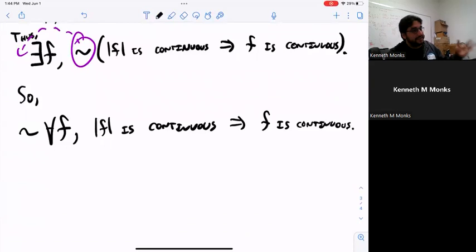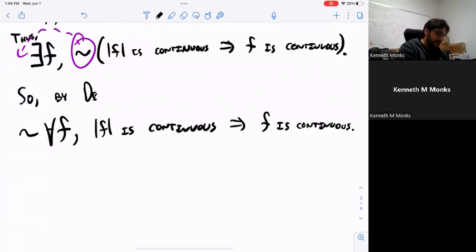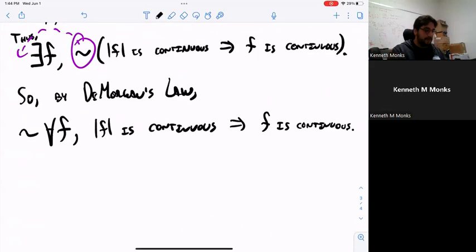You may have seen arguments like this in past courses. You probably didn't frame it in terms of De Morgan's law, but it was there behind the scenes the whole time. So on this step we used De Morgan's law, and we showed that it is not the case that for all functions f, the absolute value of f being continuous implies f is continuous. So we're done. We successfully disproved that by constructing a counterexample.